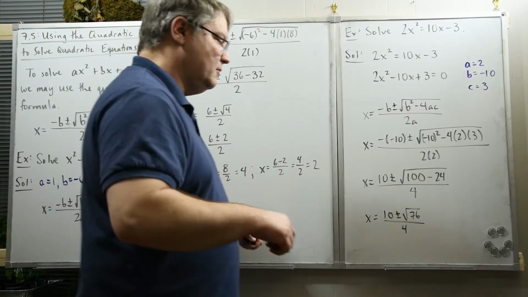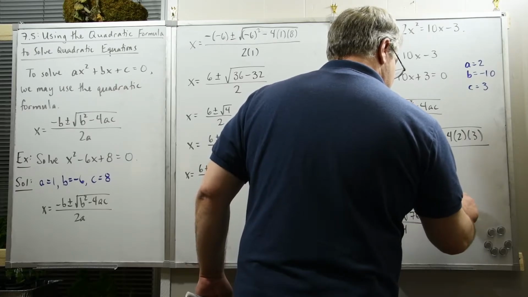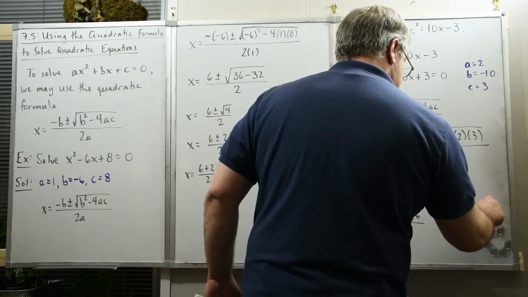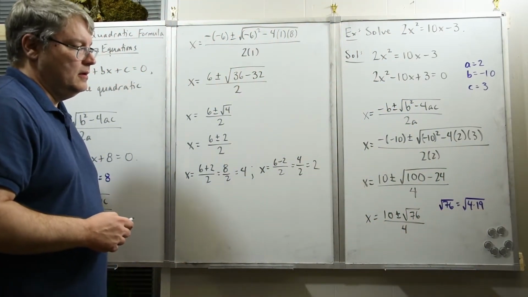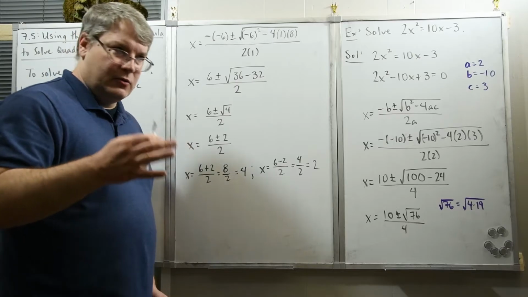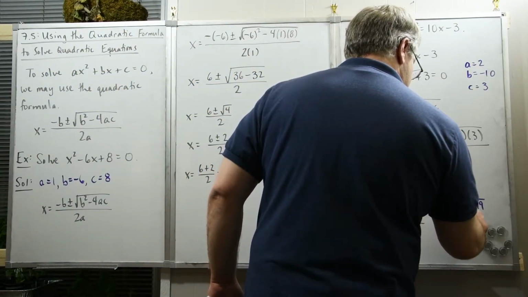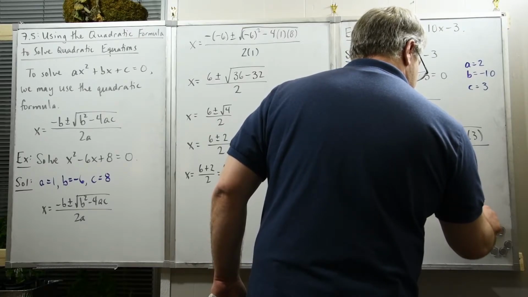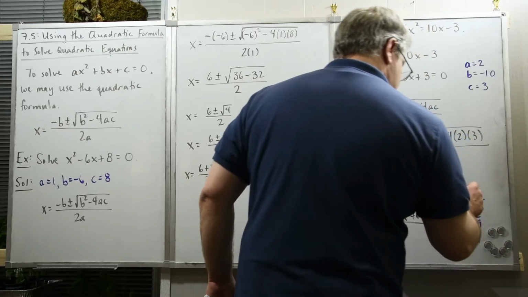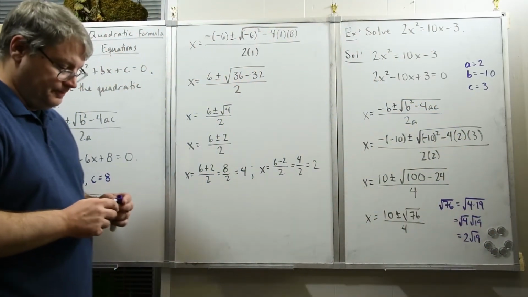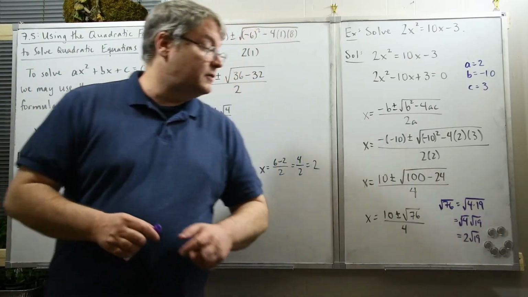And what we recognize is that square root of 76 is the same thing as the square root of 4 times 19. And when we take a look at our rules for square roots here, we know that's the same thing as the square root of 4 times the square root of 19, or 2 times the square root of 19. So the square root of 76 can get replaced with 2 times the square root of 19.